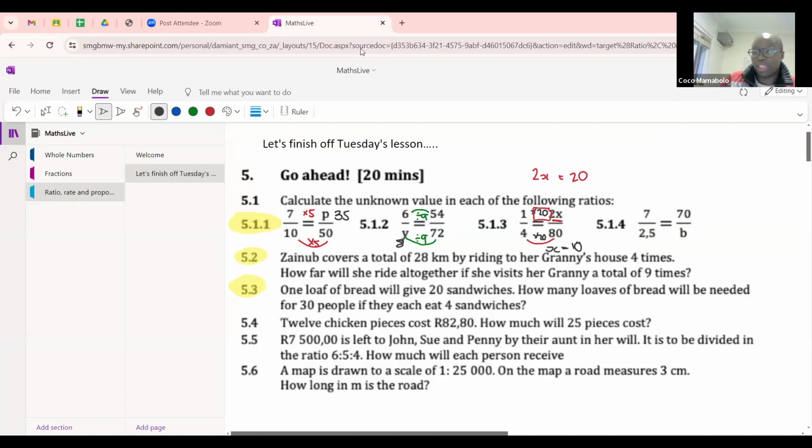All right. What about over here? Can you figure out 5.1.4 for me? Yes. Okay, sure. 70 divided by 7 is 10. And 2,5 times by 10 is 25. Beautiful. Good. So the answer I'm looking for over here, B is equal to 25. Well done, Umar. Just excellent work.